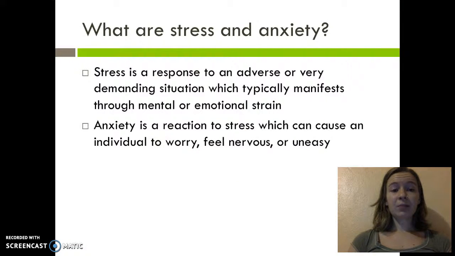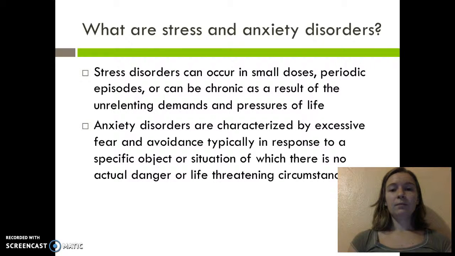We're going to start off with some simple definitions. Stress is a response to an adverse or very demanding situation that typically shows itself through mental or emotional strain. Anxiety is a reaction to that stress, which causes an individual to feel worried, nervous, or uneasy. You may ask, what are stress and anxiety disorders?